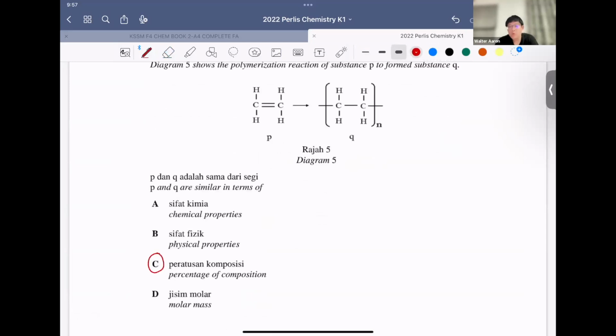Okay, their ratio will always be the same in terms of number of carbon atoms and also hydrogen atoms, because the amount of monomers that you use will correspond to the mass of the polymer as well. So the percentage of composition should not change in this case.